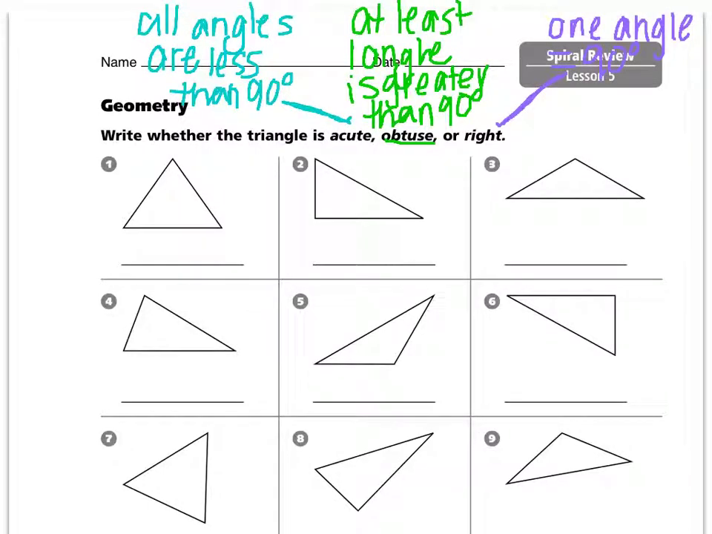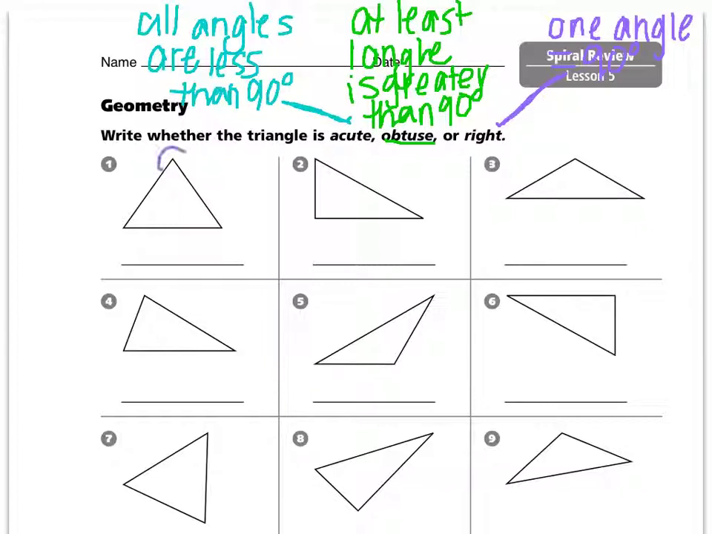An acute triangle has all angles less than 90 degrees. An obtuse one has at least one angle that is greater than 90 degrees. And a right triangle has one angle that equals 90 degrees. So you want to look at all the angles before you classify.